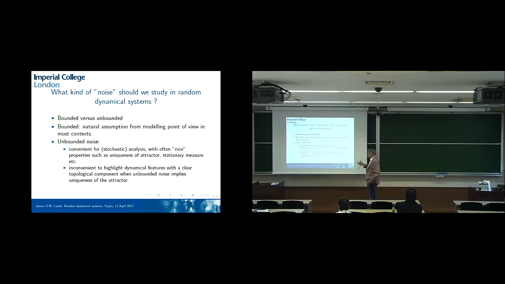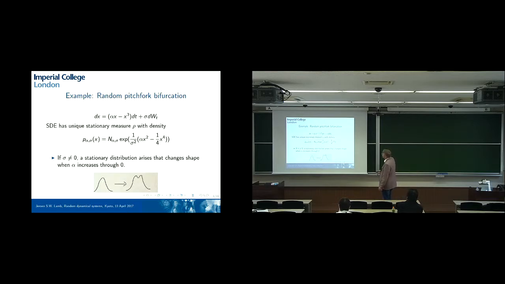So I would say there's a strong case to work with bounded noise in dynamical systems, because it enables us to see much more topological features of the dynamics than when we have unbounded noise. If we have unbounded noise, we blur everything into one thing. If you look at stationary measures, they have full support, all these things, and it's not very useful.